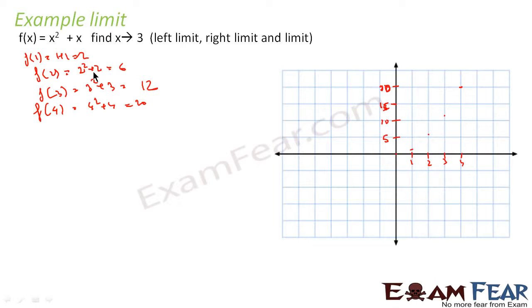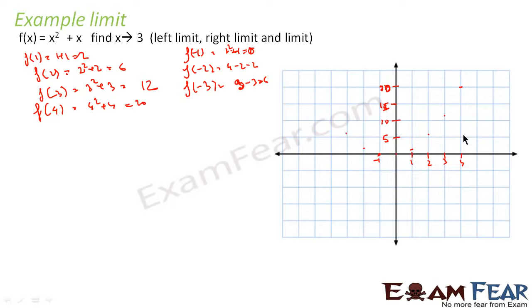And f of 0 is 0 and f of minus 1, if you put minus 1, that will become 1 square minus 1, that is 0. So f of minus 1 is also 0. So this is minus 1, this value is also 0. F of minus 2 is equal to minus 2 square, that is 4 minus 2, that is 2. So this is equal to 2. We'll find one more value. F of minus 3 is equal to minus 3 square is equal to 9 minus 3, that is 6. So this guy is 6.